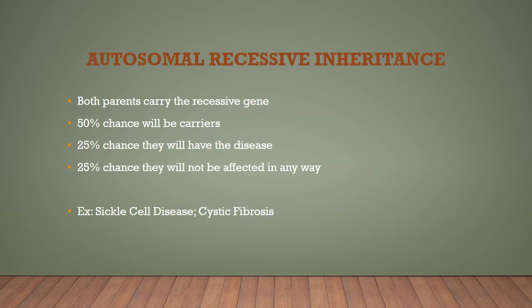The two small x's got together and now the child has the disease. And there's a 25% chance that they will not be affected in any way. They have a completely normal genotype. Examples of the autosomal recessive are sickle cell disease, which is quite common in OB, and cystic fibrosis, another one that's quite common in OB and the pediatric area.